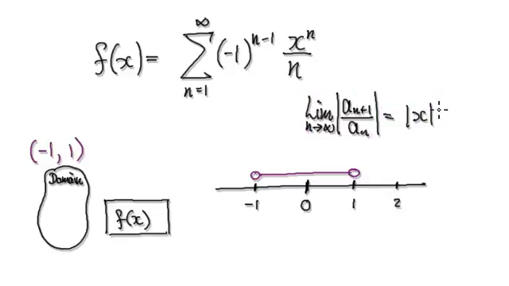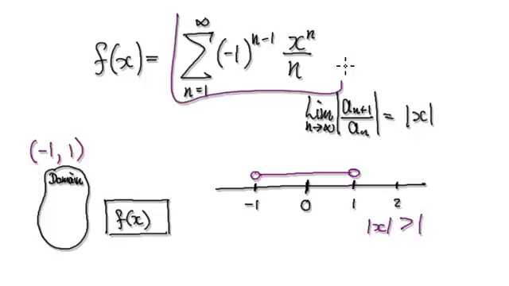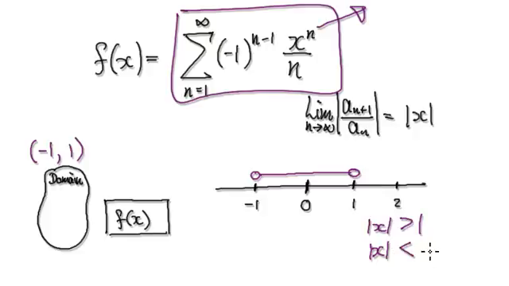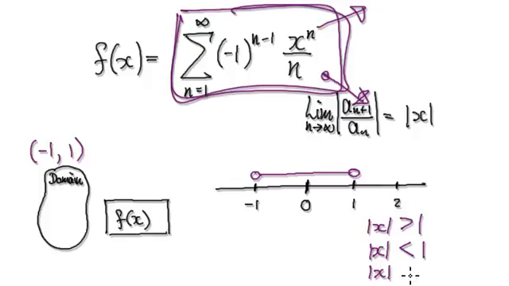So the ratio test says that if this value here is greater than 1, then we know this power series will diverge. If the absolute value of x is less than 1, we know that this power series is going to converge. And then the ratio test also says that if it equals precisely 1, then it's inconclusive. So if you look at this, the absolute value of -1 equals 1.